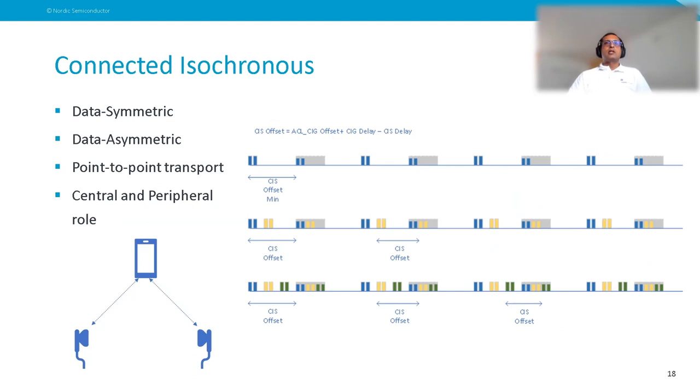A connected isochronous stream is a data-symmetric or data-asymmetric point-to-point logical transport between the central and a specific peripheral. Here you can see a phone, and the phone establishes a bidirectional connection with the left earbud, and also establishes a connection with the right earbud. In this case, both earbuds could have an audio sink, which is a speaker, and both could have a microphone. So the ISO data is transferred bidirectionally with the phone. The phone has a choice to record both mics and probably apply an algorithm or any intelligence as required.